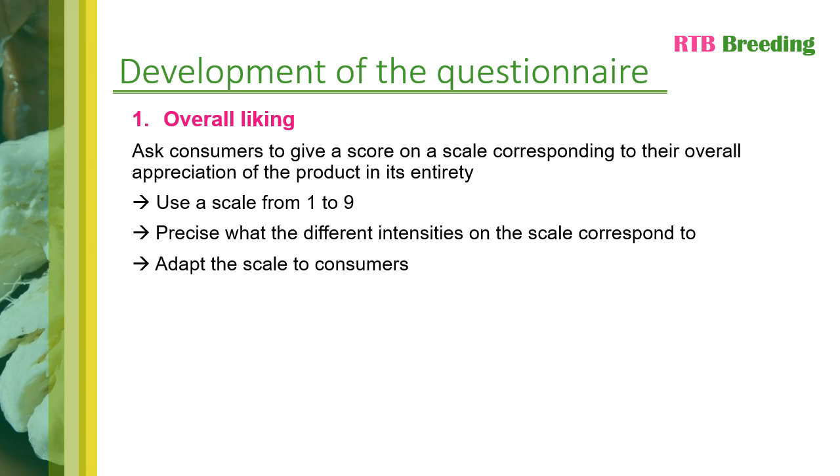Score 1 is the lowest score, corresponding to I don't like it at all. A mark of 5 is neutral, and 9 is the highest mark, which means I like the product extremely.